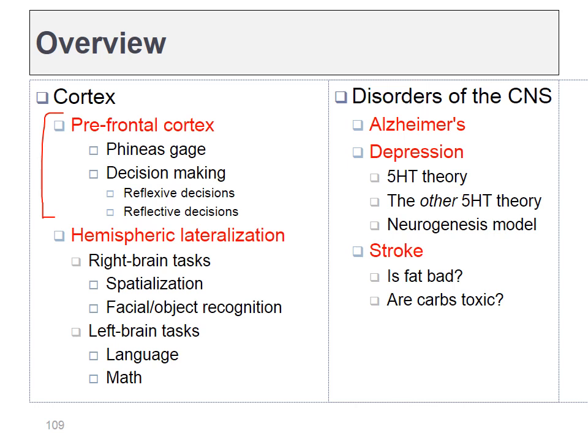We'll talk about hemispheric lateralization. What this means is that each hemisphere of the cerebrum is different on the left side and the right side. We'll see that there are different tasks that the two sides of the brain take care of. And lastly, we'll talk about some of the common disorders of the central nervous system, focusing on what we've already learned about. We'll talk about Alzheimer's disease, we'll talk about depression and what this tells us about the growth of neurons, and we can talk a bit about stroke.